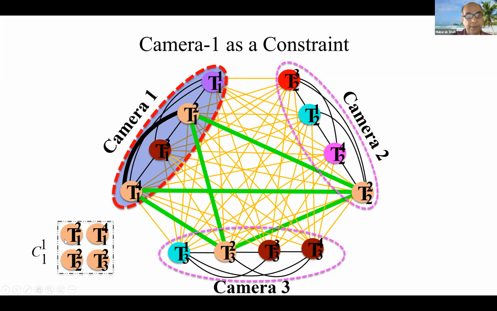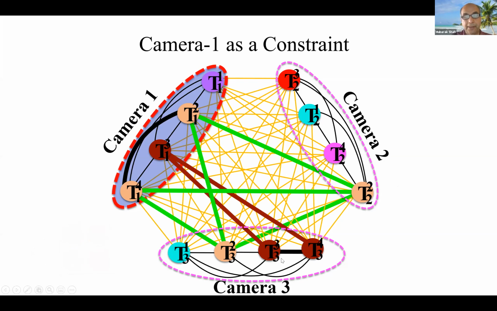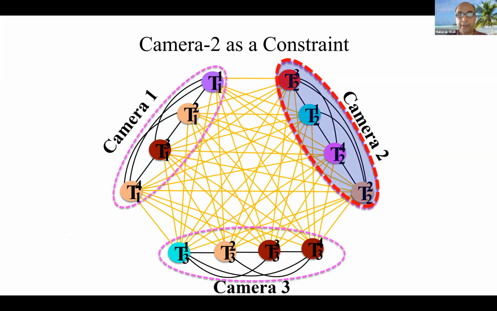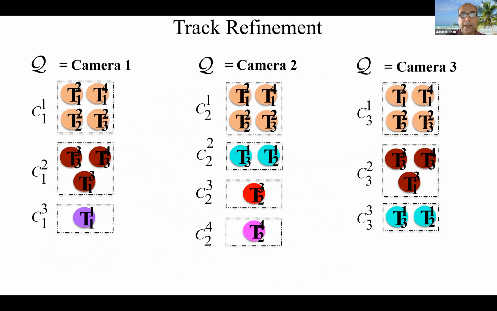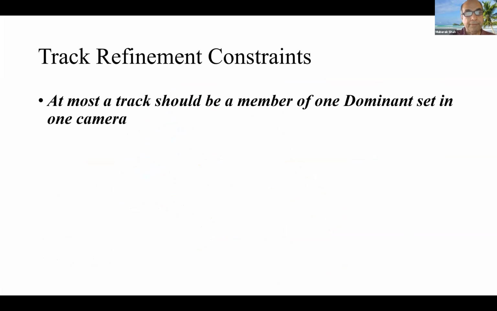So like that, we will get this track, and then we will get maybe another dominant set like this. Again, this was broken here, but it is the same person. Then this will be a singleton, just one element in a set. Then we will use camera 2 as a constraint, and like that we'll get some of these dominant sets, and then camera 3 as a constraint. So like that, we will get these dominant sets, and then we want to merge these and come up with consistent sets. And for that we have these constraints.